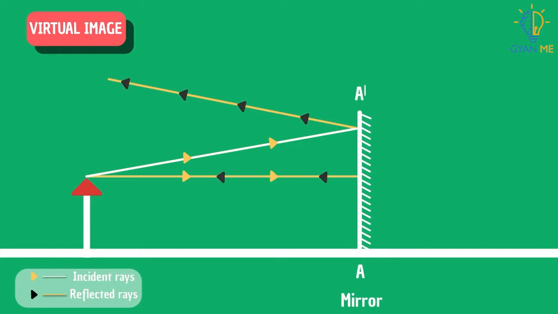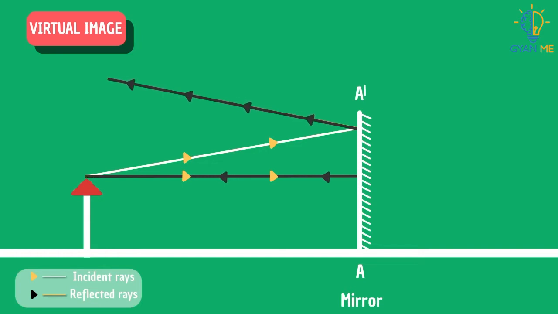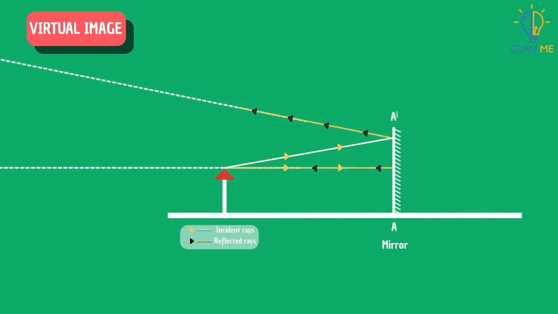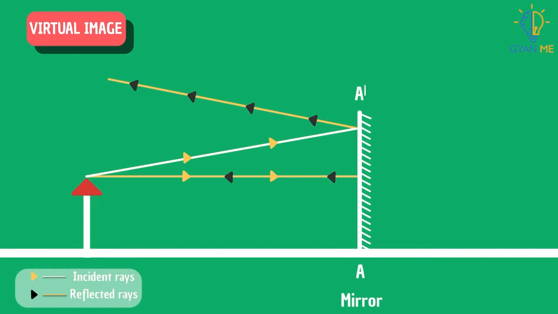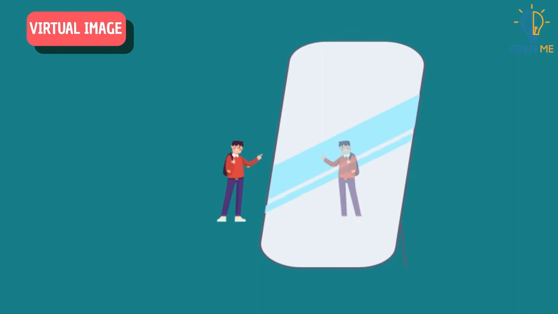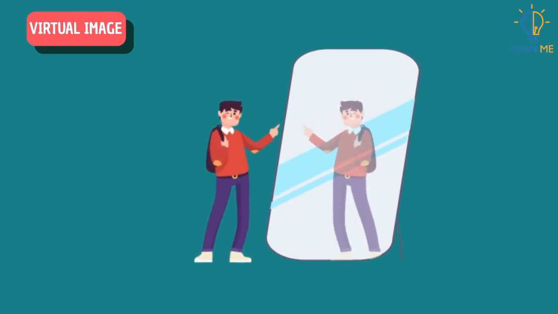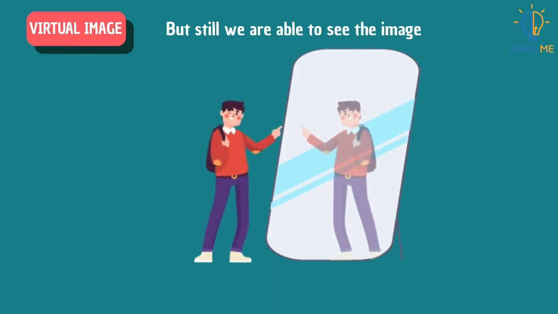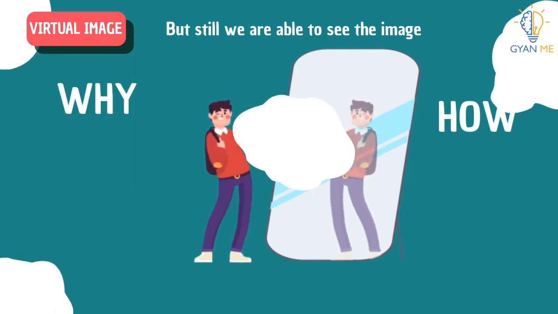As seen, all the rays after hitting the mirror get reflected in different directions and the gap between them widens. And hence they will never intersect or meet at a point. You know, intersection of reflected rays is very important for image formation because that is the point where image is formed, which does not happen here in the case of plane mirror. But still we are able to see our image in the mirror. Why and how? Let's see.